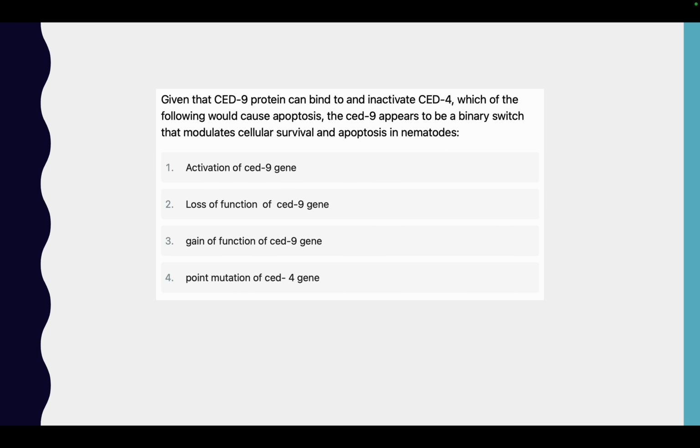So, starting from question number 1: given that CED9 protein can bind to and inactivate CED4, which of the following would cause apoptosis? The CED9 appears to be a binary switch that modulates cellular survival and apoptosis in nematodes. Which of the following options is correct?